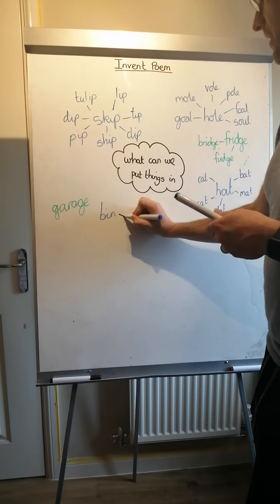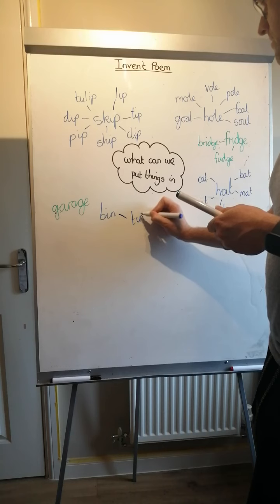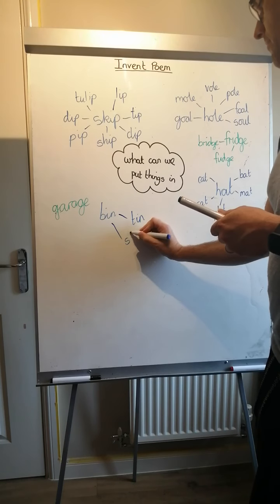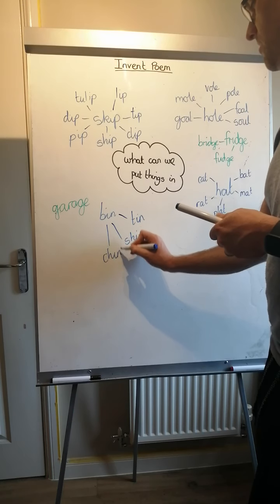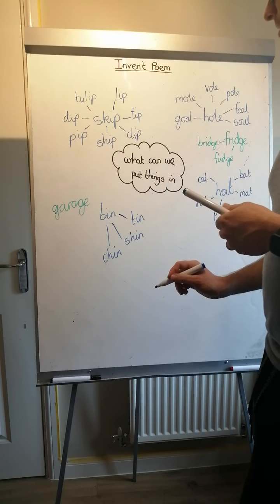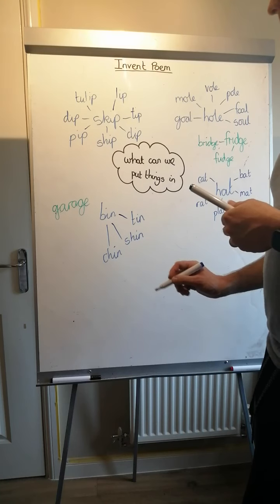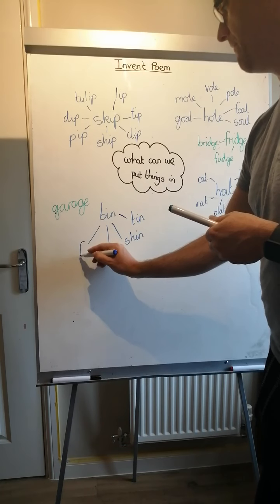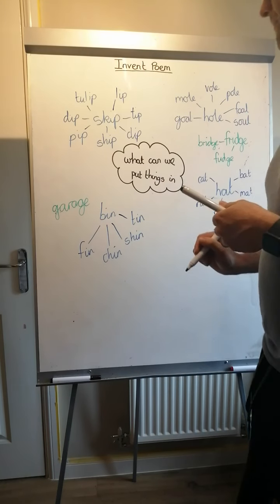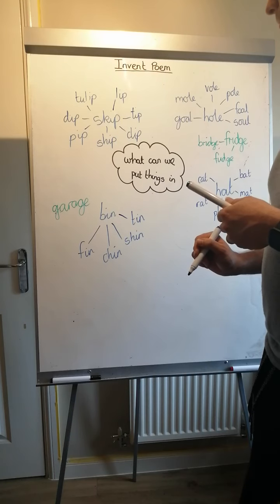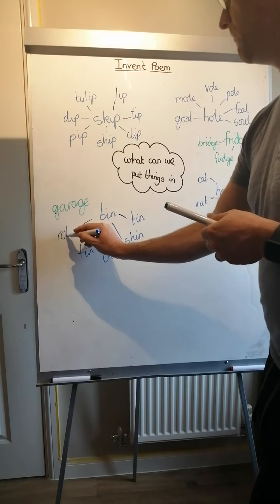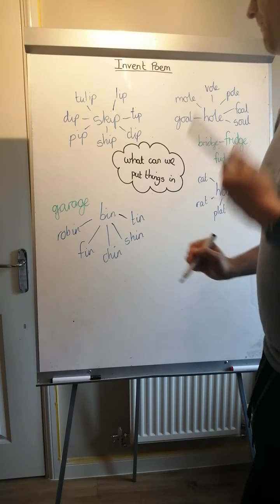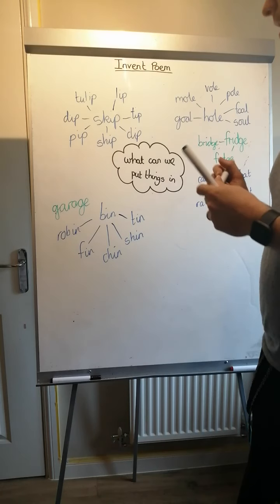Right, this one's a bit easier. Tin. Shin. Chin. Tin, shin, chin. Thin. Fin. Robin. Again, that's enough.